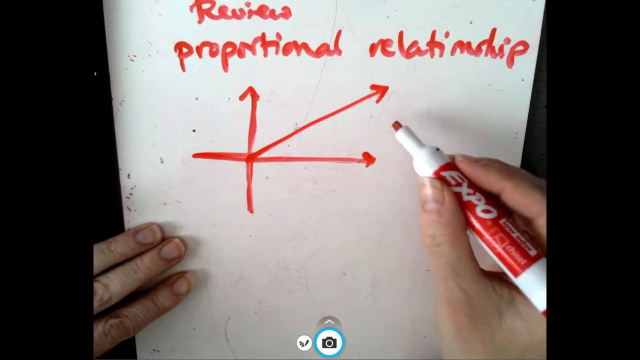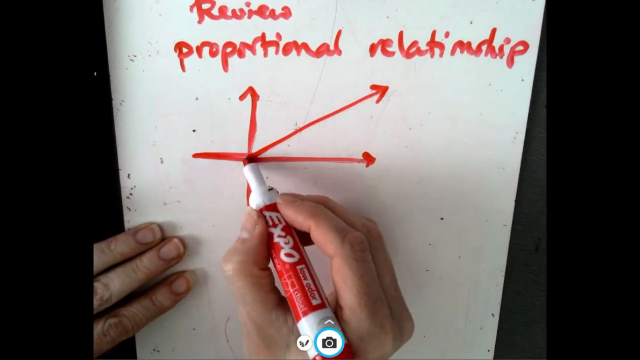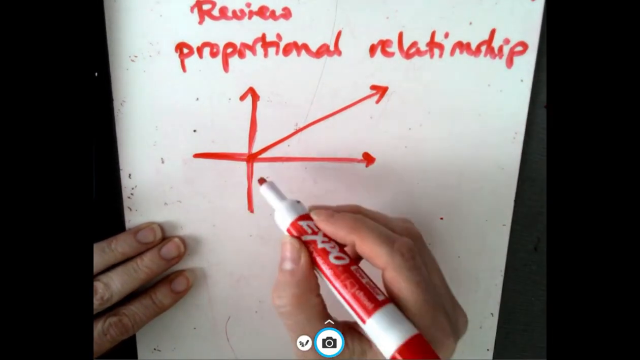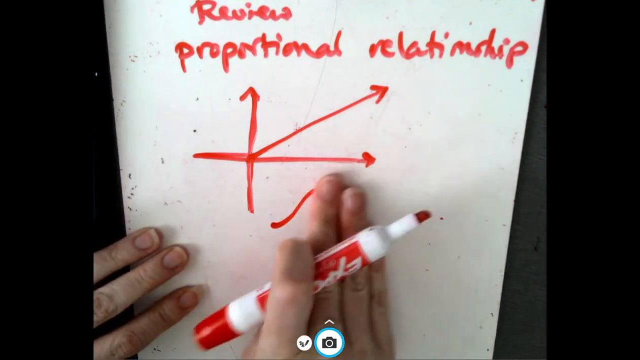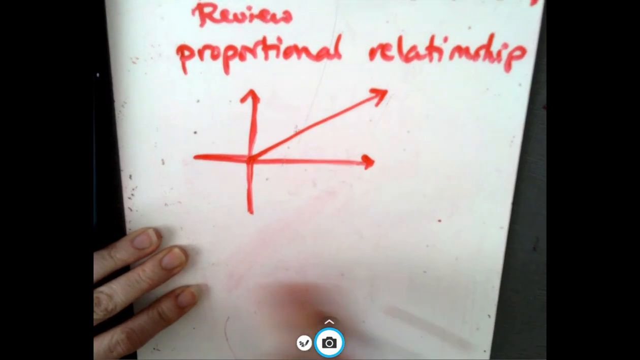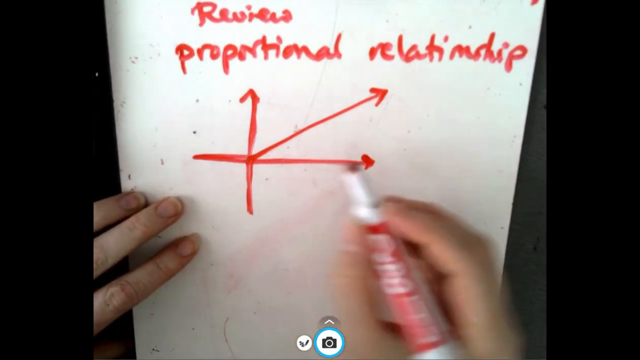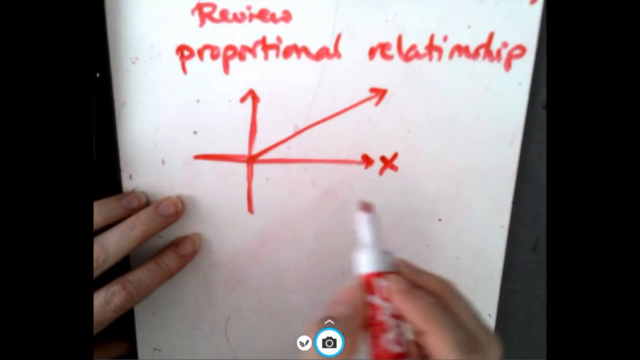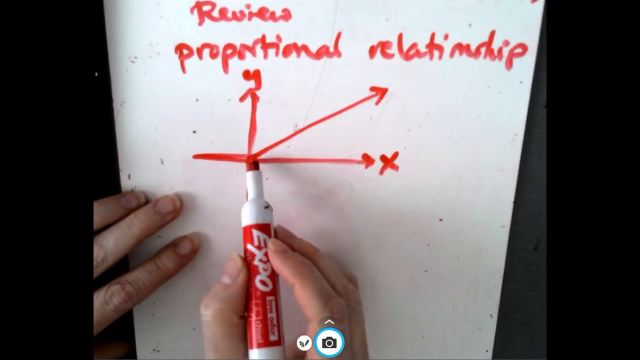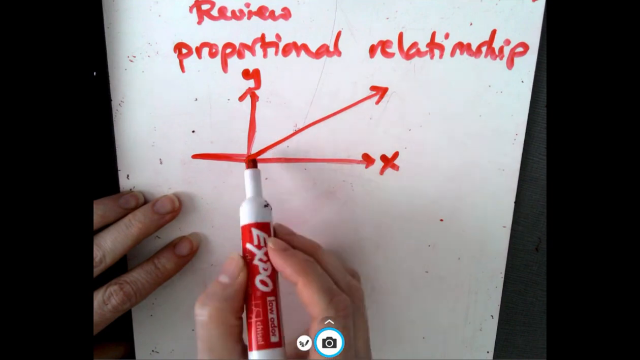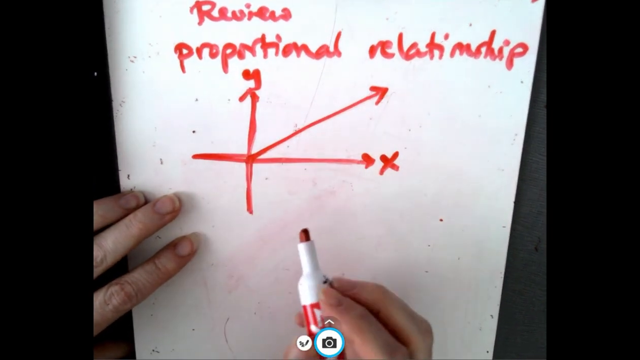Okay, so this is a proportional relationship. It always starts at 0, 0 and moves up in a straight line. If you have something like a curved line, that's not proportional. When you see a graph, we're talking about the x-axis and the y-axis. I know Ms. Smith says that you have to walk before you climb. So x comes first, then y.